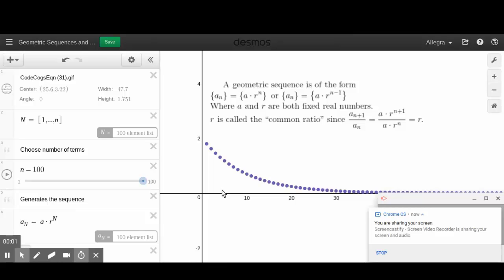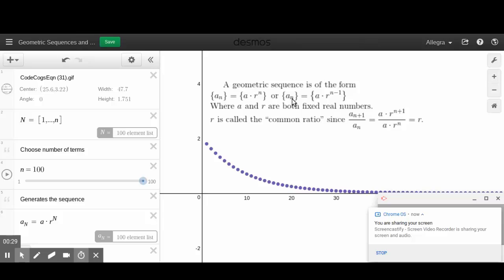In this video, I want to talk about geometric sequences and what the limits of geometric sequences are. A geometric sequence is of the following form. The general term of the sequence is a times r to the n, or a times r to the n minus 1, depending on how we've determined that first term, whether or not we can see the common ratio appearing in the first term, where a and r are both fixed real numbers.